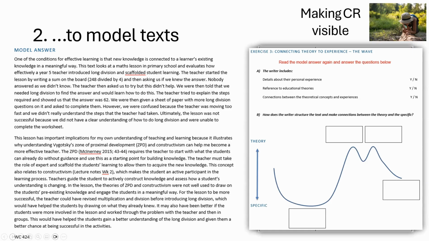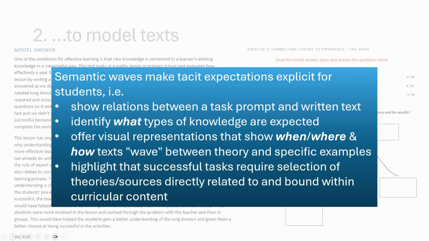Right. Okay. Thanks. So what we were doing here was showing the students that the task prompt and the text that you produce need to be connected. There's got to be a relation between the two. I think that's sometimes lost on students, particularly international students. They don't quite understand what that is. It also helped them to identify exactly what types of knowledge are expected, so the context-dependent and context-independent meanings.